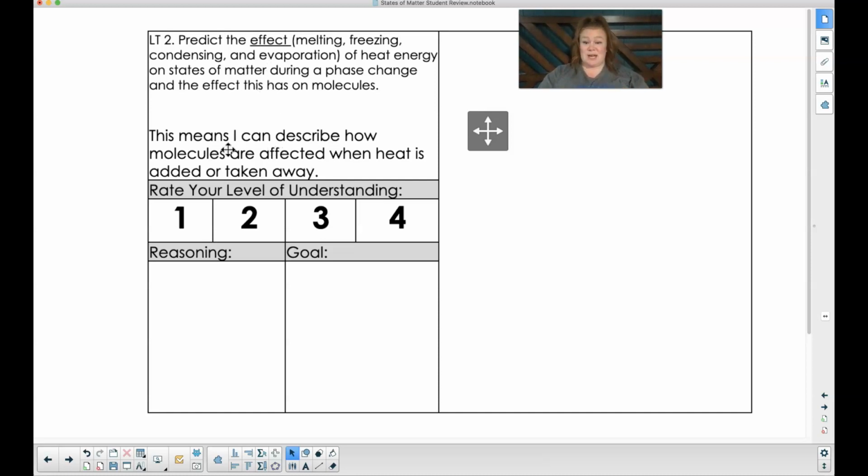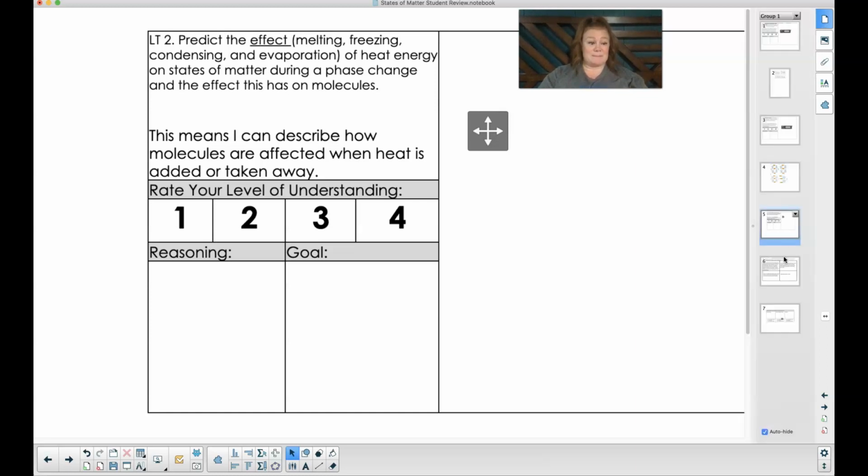So this means I can describe how molecules are affected when heat is added and when heat's taken away, what is happening to those molecules that causes those phase changes. So go ahead and describe what you think is happening to molecules as they melt, freeze, condense, evaporate. So as that heat energy is added and taken away, what will happen? What happens to the molecules? So go ahead and try that one here, and then pause the video and do that. When you're ready, come back and let's check out some examples.